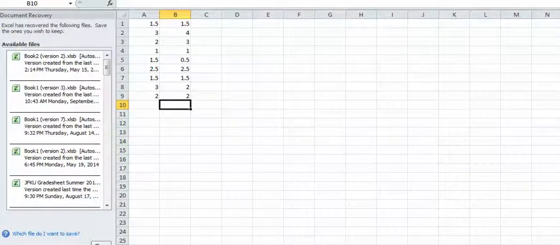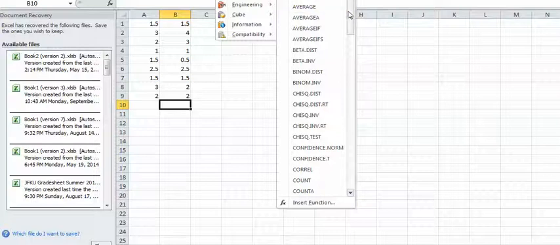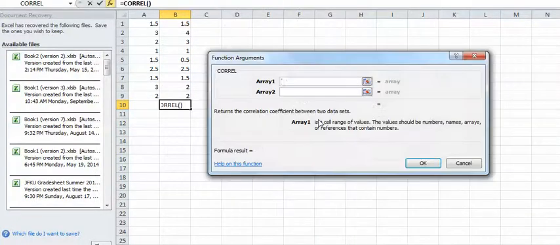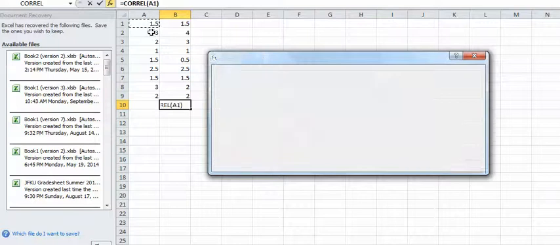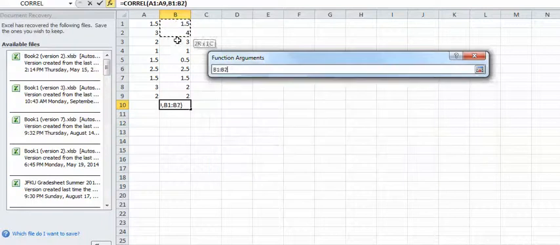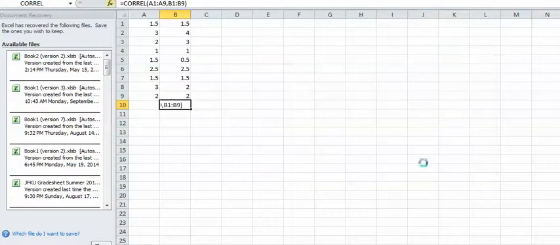We go to formulas, we go to more functions, we go to statistical. CORREL is correlation coefficient. For array 1, we enter in these numbers, the x numbers. We enter in the y numbers for array 2. I clicked on array 2 and highlighted the B column. And I click OK, and it's 0.75.